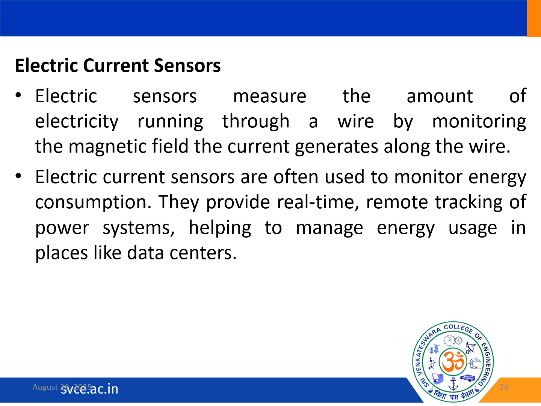Moving on to the next part, electric current sensors. Electric current sensors measure the amount of electricity running through a wire by monitoring the magnetic field it generates along the wire. This type of sensor is used in smarter energy management. Electric current sensors detect the flow of current in a wire by measuring the magnetic field produced around it. These sensors are used to monitor energy consumption, with remote insights into power usage.